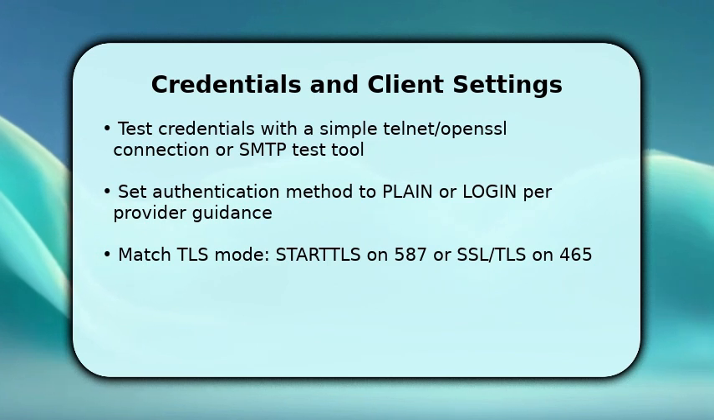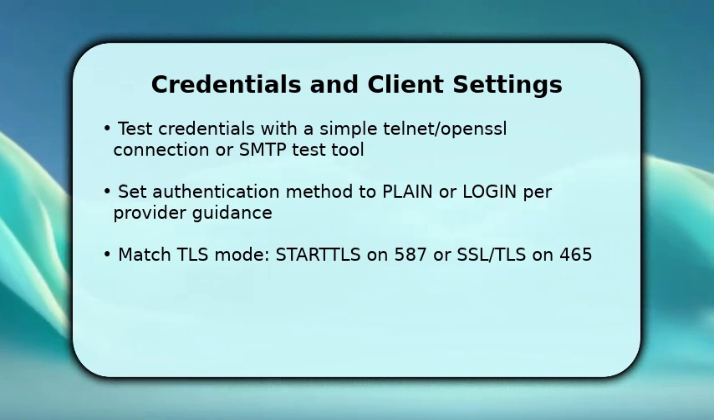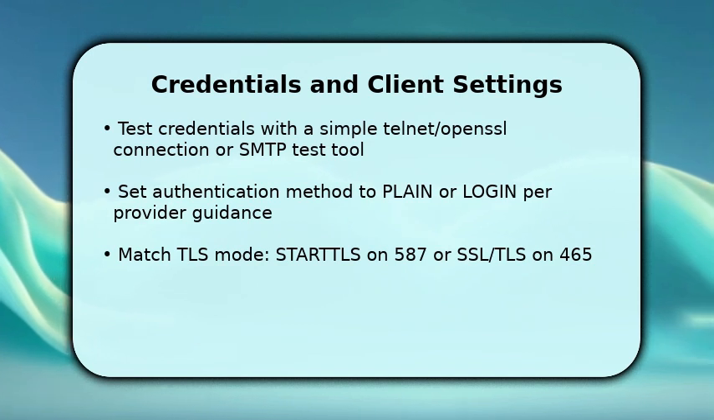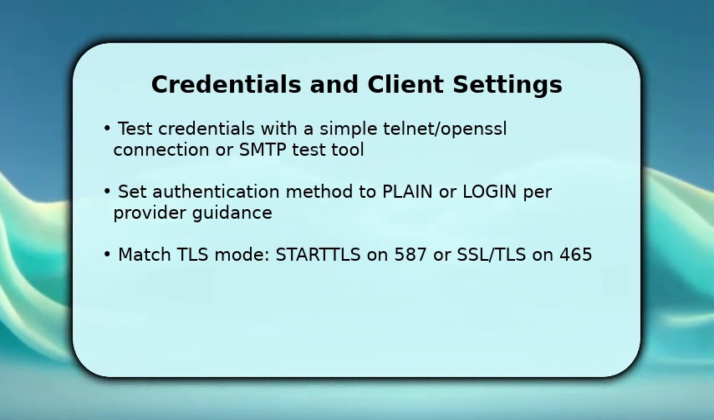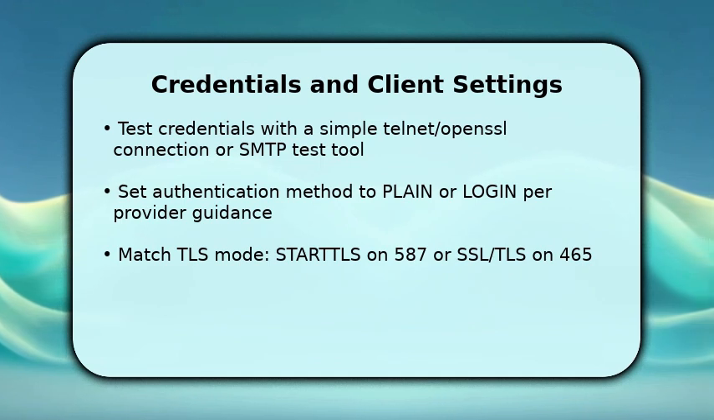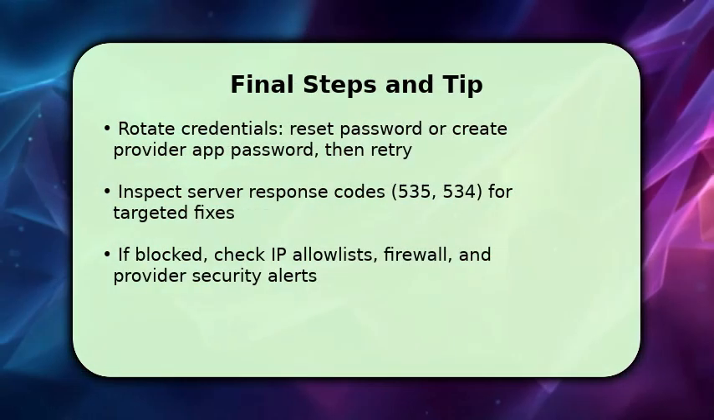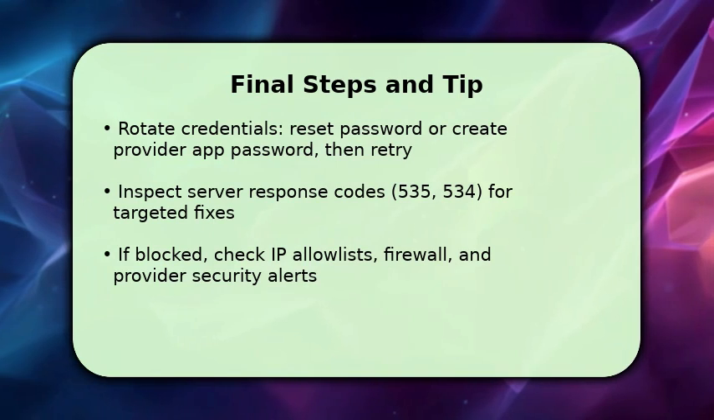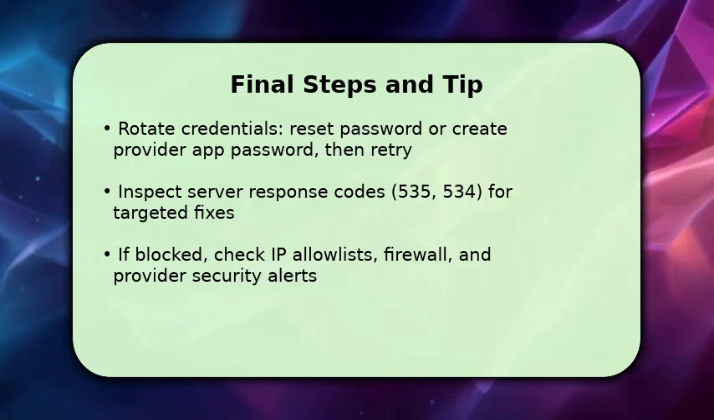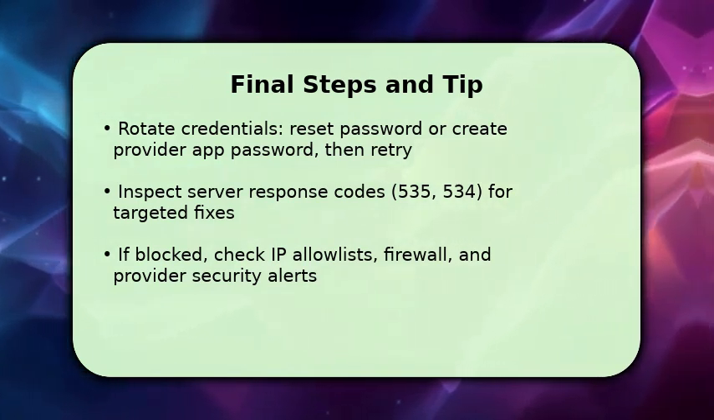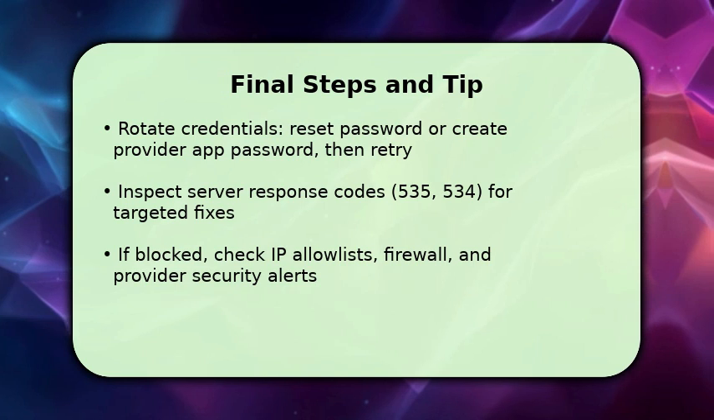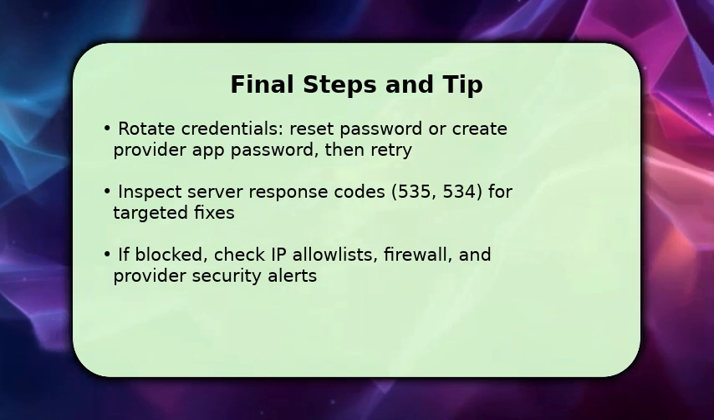Finish by rotating credentials. Reset the account password or create a provider-specific app password, then retry the connection immediately. If authentication still fails, capture the SMTP response codes. 535 indicates bad credentials, 534 often means additional verification required, and follow the provider's recovery flow.